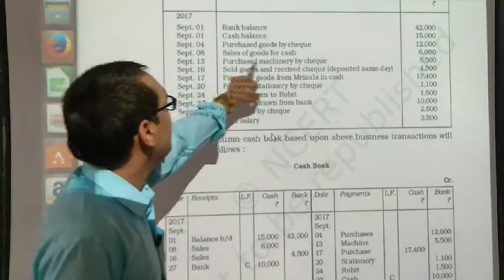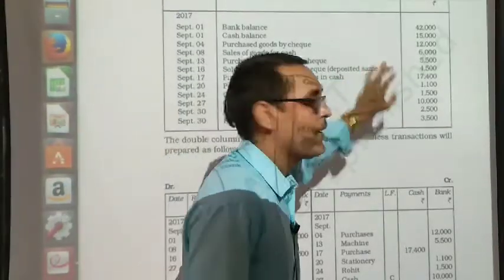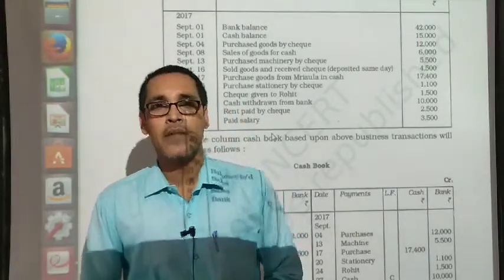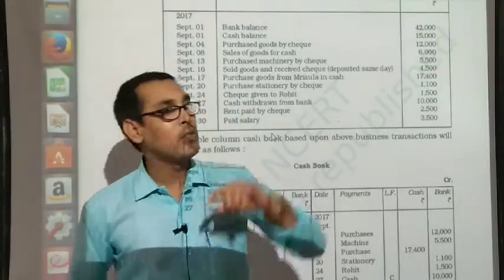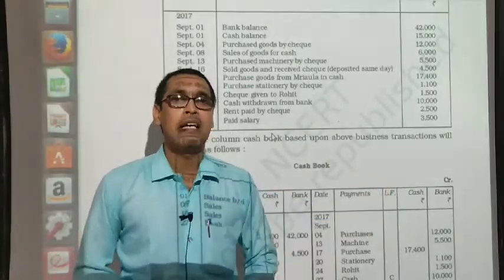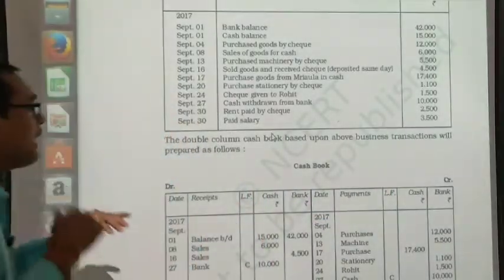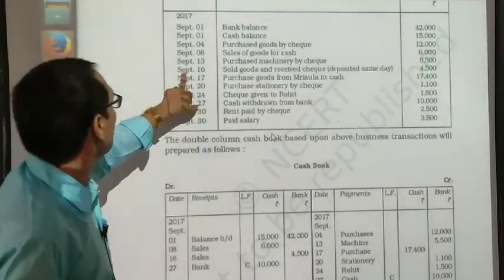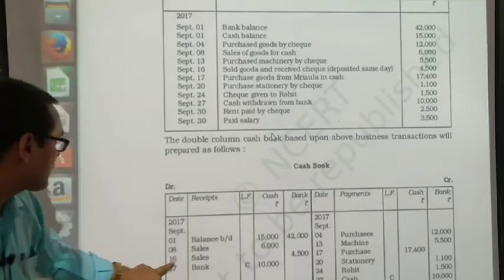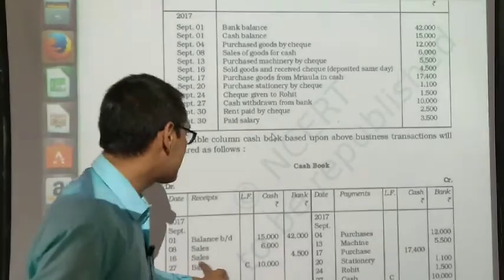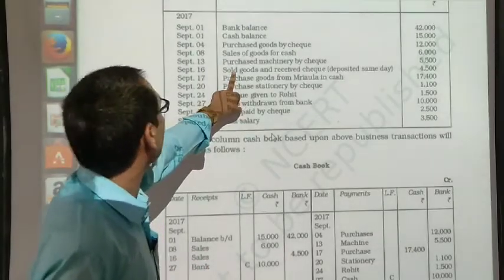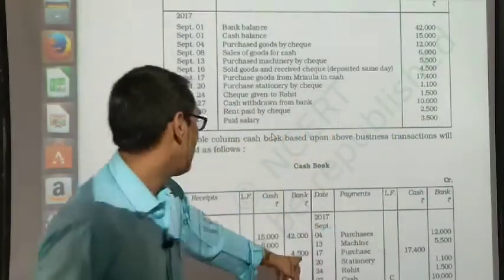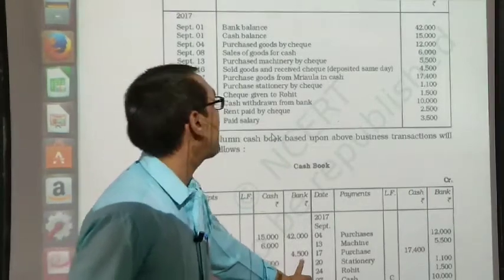Sold goods and received check deposited on the same date. If we receive any check or bank draft and deposit it on the same date into the bank, at that time we increase the bank balance. So September 16, to sales account, we are receiving the check amount 4,500, then we will increase the bank 4,500.